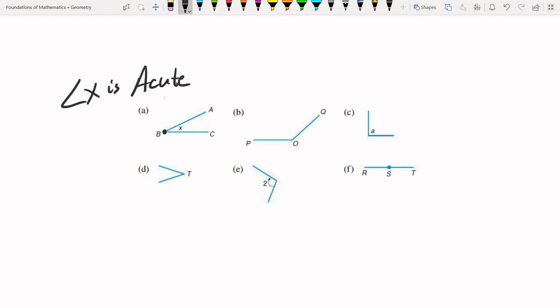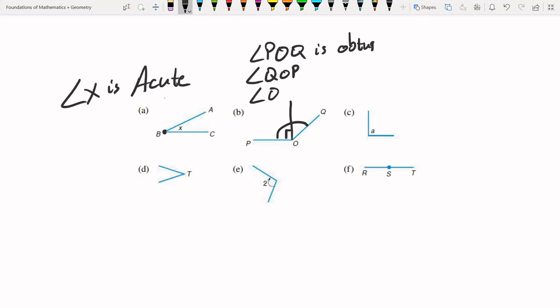Okay, for this one, we could say angle POQ or angle QOP. You could also say angle O because there's no ambiguity there. And we can draw a right angle here. And you see that this angle is definitely bigger than 90 degrees, but it's smaller than 180. So we can say any one of these. I'm just going to use the top one. Angle POQ is obtuse. Greater than 90, but less than 180.